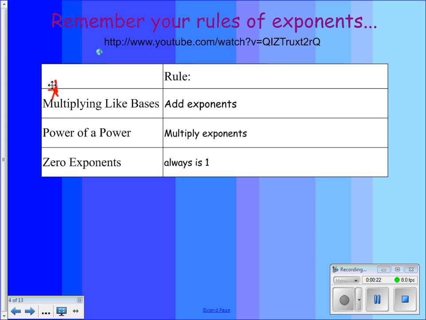So if you're still struggling on how to do that one, please let me know because we need to make sure you understand that one before you move on.